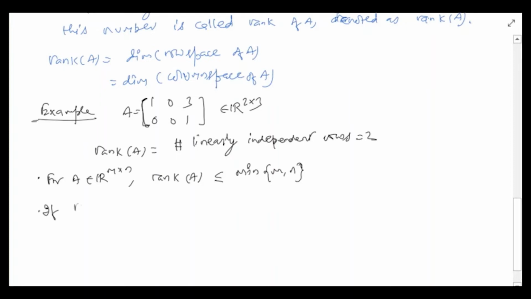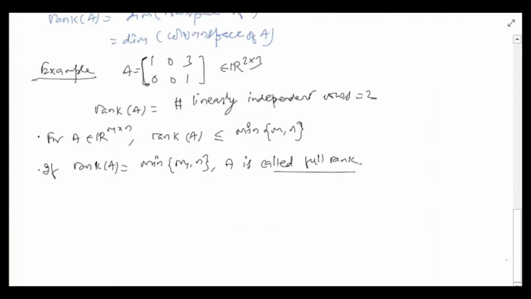If rank of A is equal to minimum of M comma N, then A is called a full rank matrix. So A in the above example is full rank.